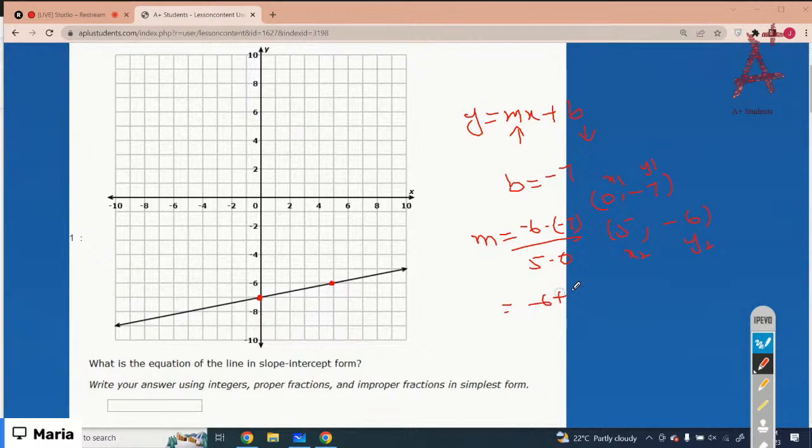It would be -6 plus 7 over 5. 7 minus 6 is 1. It would be 1 over 5. Now you have the slope, that is m equals 1 over 5. Just put the slope and the y-intercept in the equation. It would be y equals 1 over 5x minus 7. That's how you have to write the equation when you are given the graph. Got it? Let's do another example.